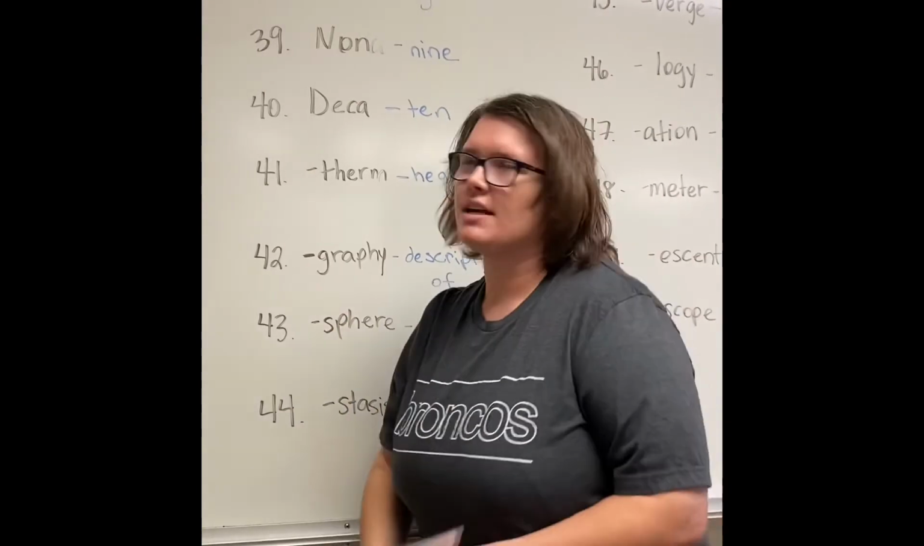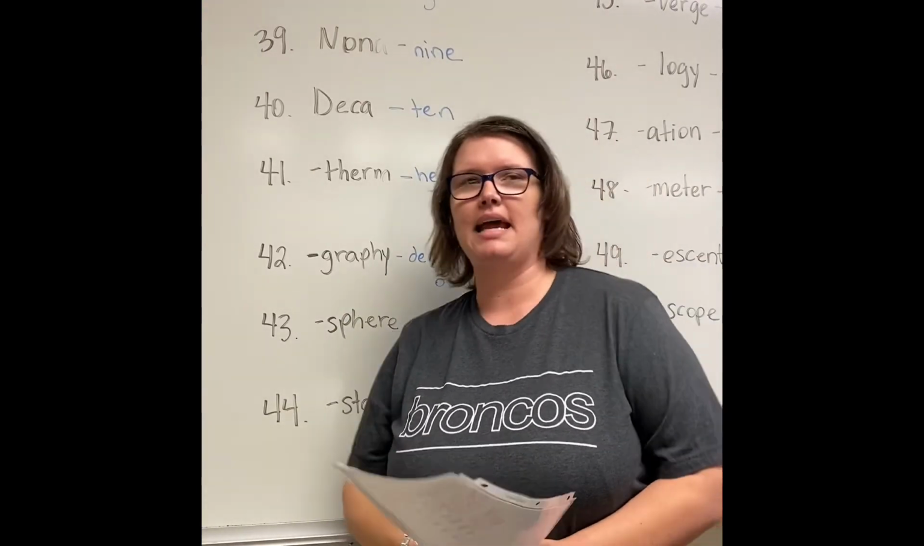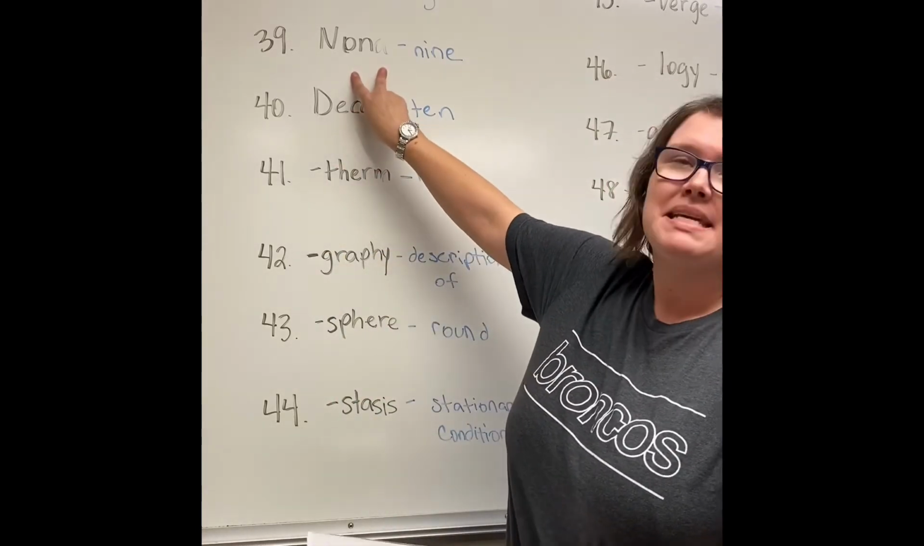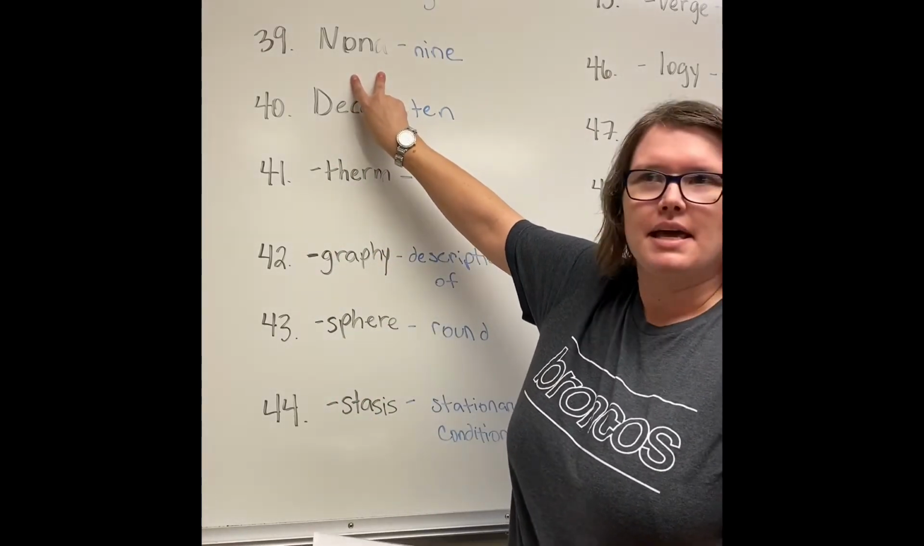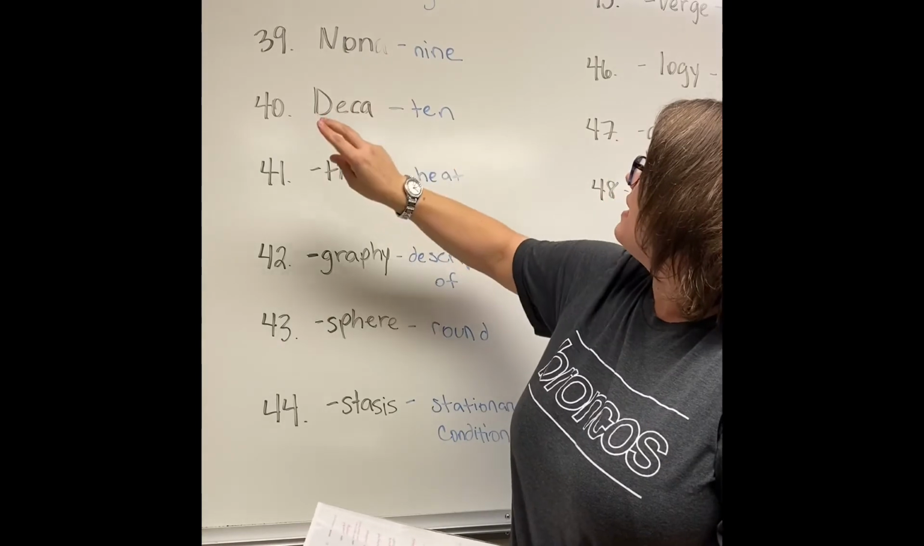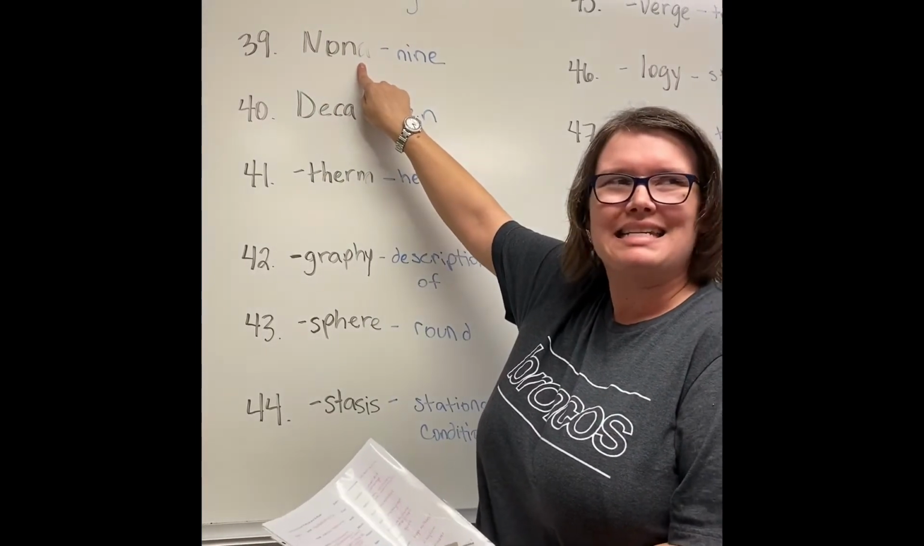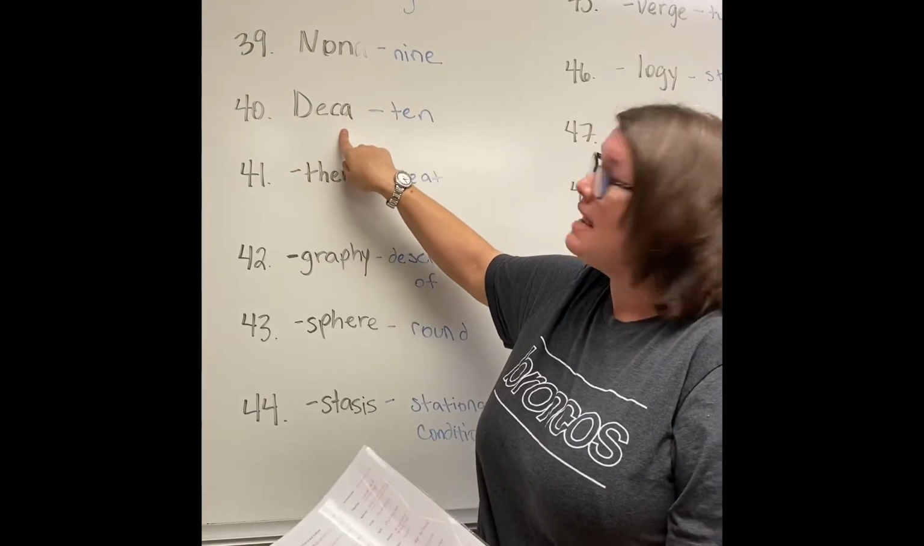Number 38, octa. Octa means 8, like an octopus or an octagon. Nona means 9, not your grandma, 9, that is correct. Let's see here, what would be a good example of a nonahedron? How about that? A 9-sided dice. Deca. Deca means 10.